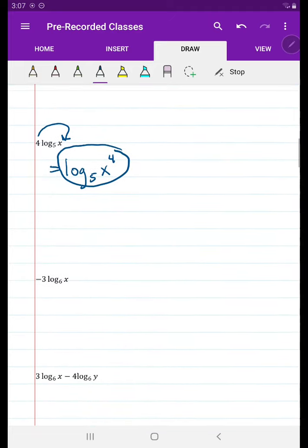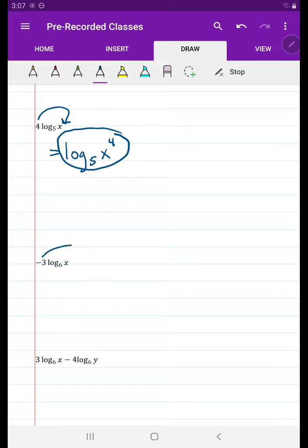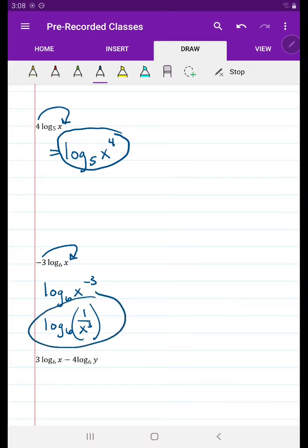All right, and so we can kind of do the same thing here. This -3 is going to turn into an exponent on that x. So this is going to turn into log base 6 of x to the -3. Now, anytime you have a negative exponent, it's not happy. So you know you have to go ahead and make that a positive exponent. And so our next step then is to rewrite this as log base 6 of 1 over x cubed. Right? And so by taking that x to the -3rd and putting that in the denominator, we can make that exponent positive, and then everything's all good. And that's our answer, and we're all done.